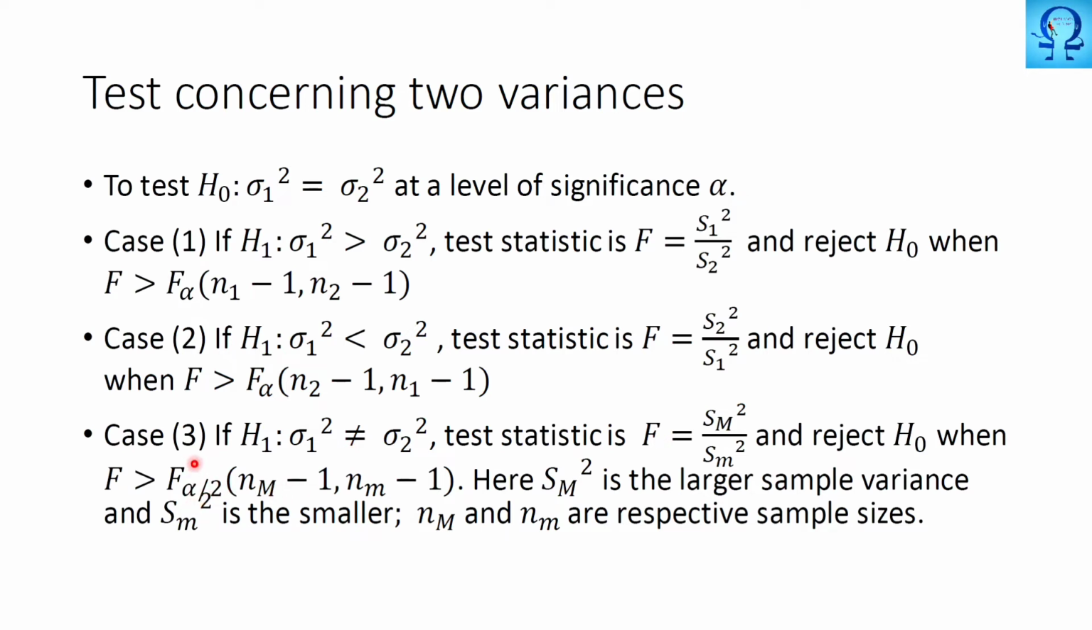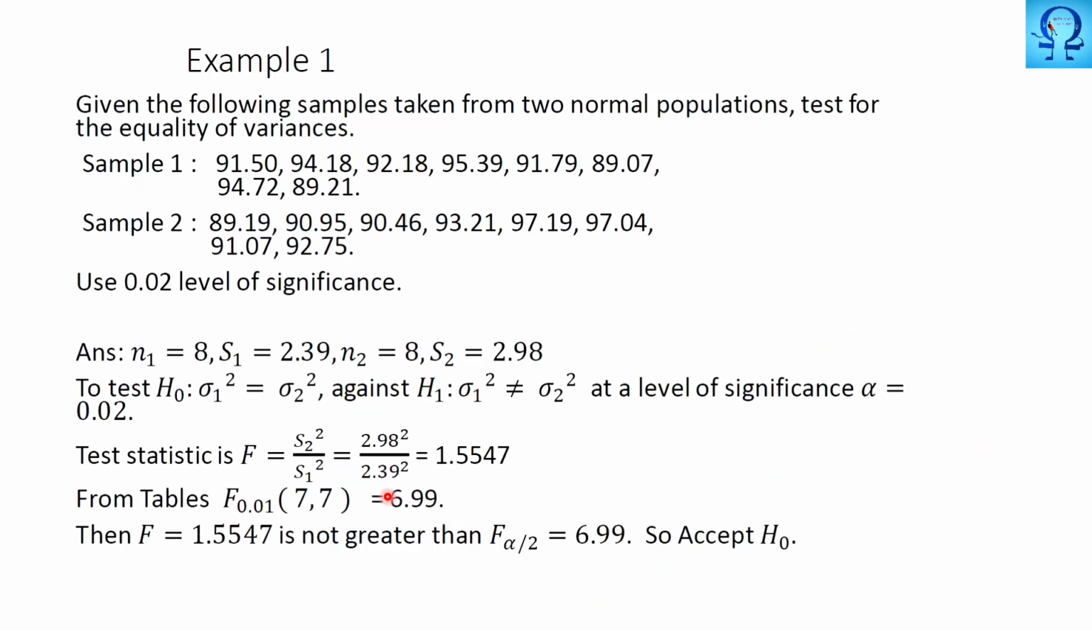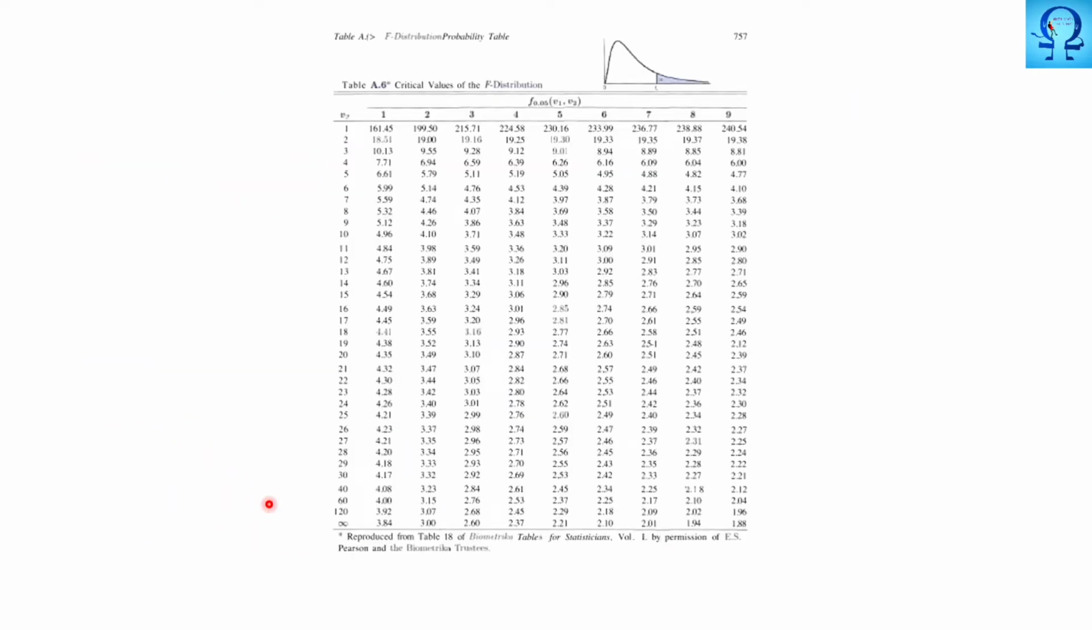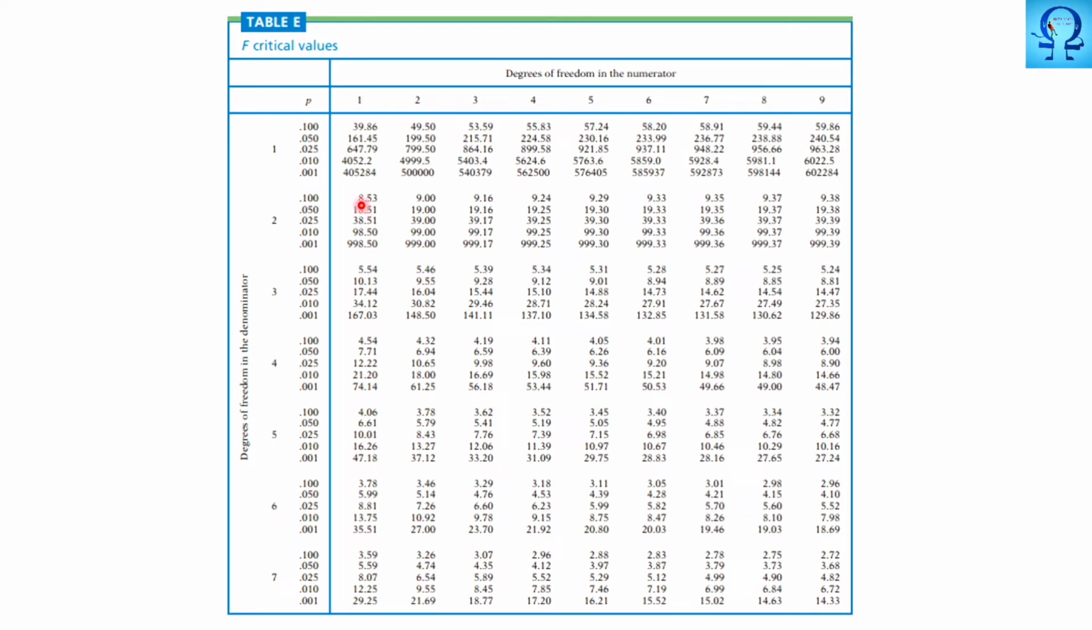Now, not equal to is the case, so we will have to find F alpha upon 2 of n1 minus 1 and n2 minus 1. Here it is 8 and 8, therefore we will have to find 7 comma 7 for the level of significance alpha upon 2, so it is 0.01. Now coming back to the table, level of significance for various things are given, and this is 7 and this is also 7. So 7 comma 7 is 6.99 for 0.01.